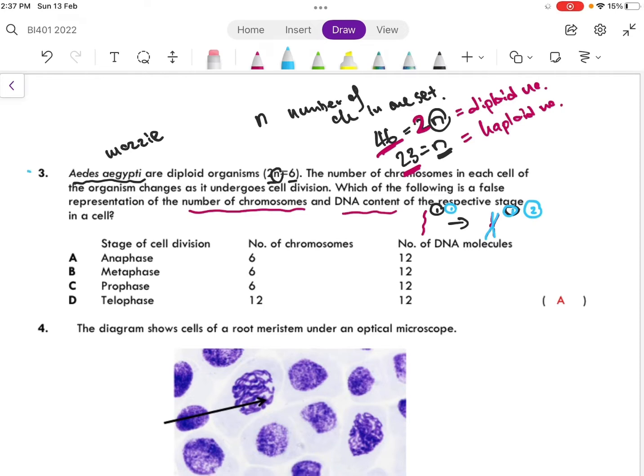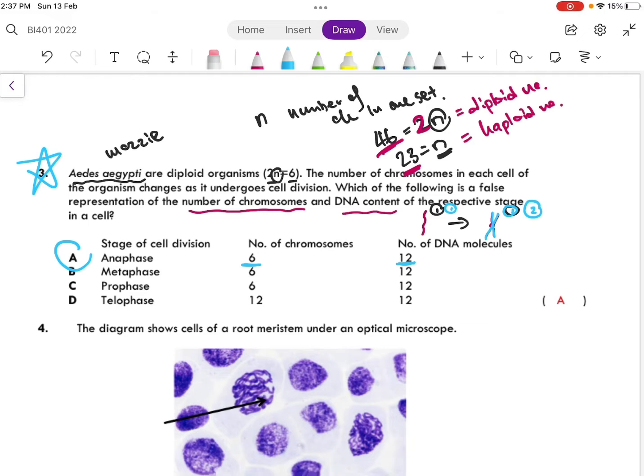Please take note. This is a very interesting question. You may want to star it. Which one gives a false answer? Actually, number 1, A is the false answer. Why? At anaphase, the number of chromosomes is 6. The amount of DNA molecules is 12.